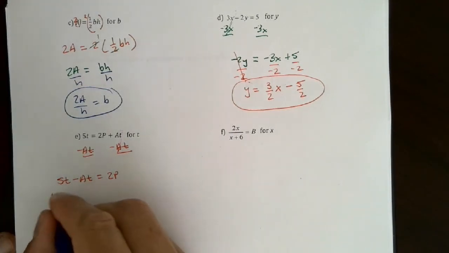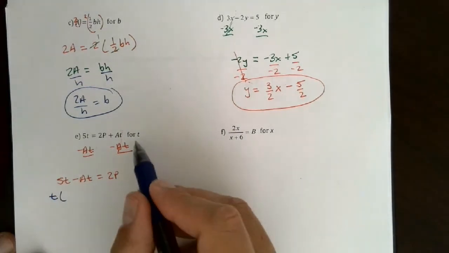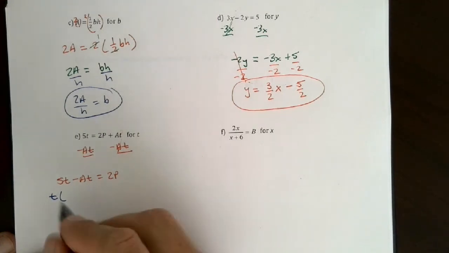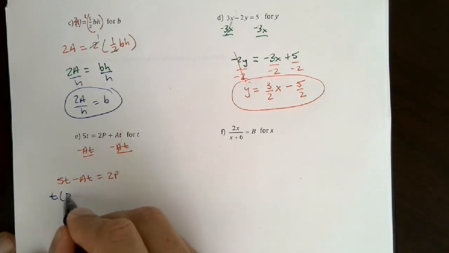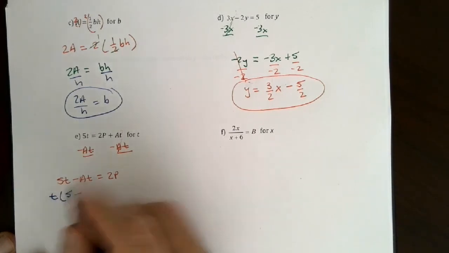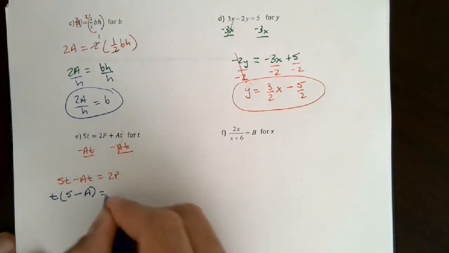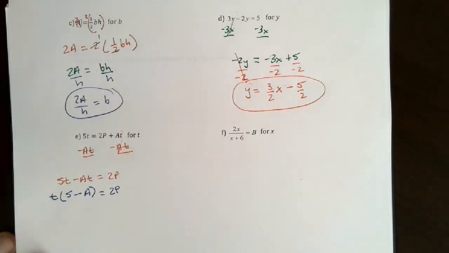So I'm going to factor t out from this side, because remember, I want to solve for t. That's why I'm factoring t out. I need a single t by itself, and this is how you do it. So you factor t out of here, and you're left with 5t. Factoring out the t is just 5. Minus at, factoring out the t is just a. So you have t times, in parentheses, 5 minus a is equal to 2p.